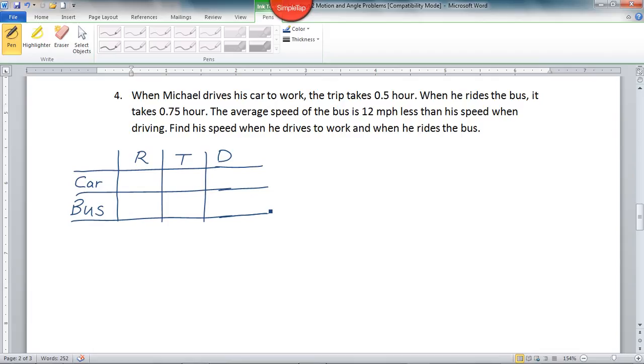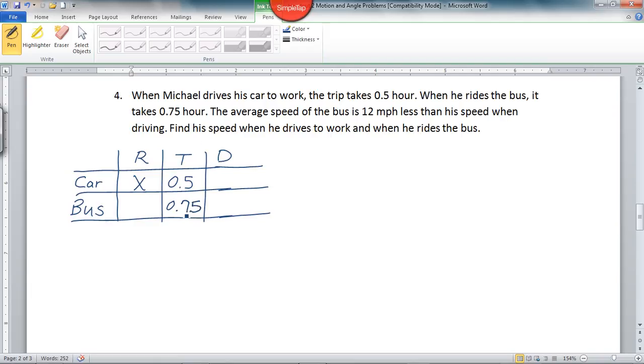All right, so let's get this plugged in. When he drives the car, the trip takes half an hour. That's the time, 0.5 of an hour. What about the rate when he drives the car? Well, we don't know. Rate is the x, so that one's a little different than the first 3. The x is my rate. For the bus, it says when he rides the bus it takes 0.75 of an hour, so that's the time of the bus.